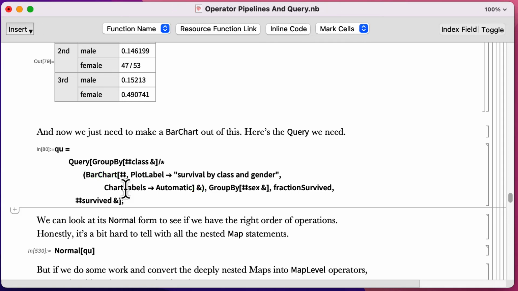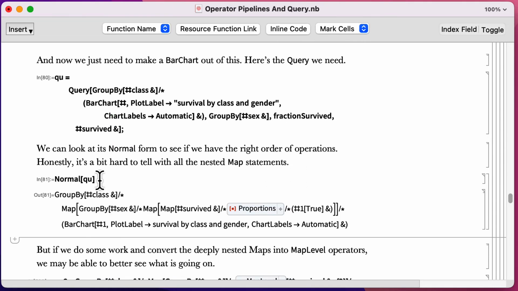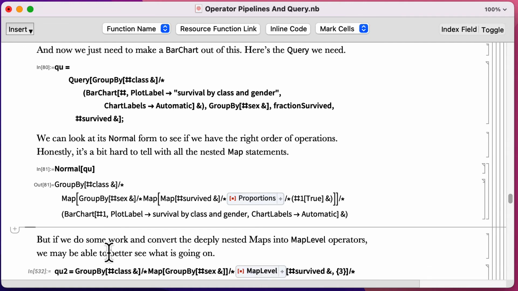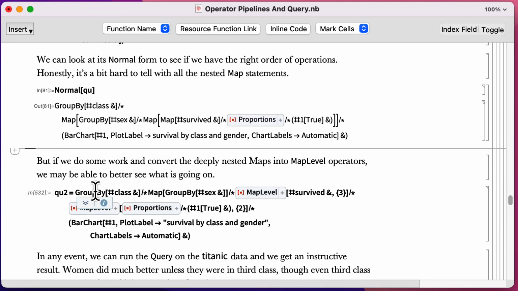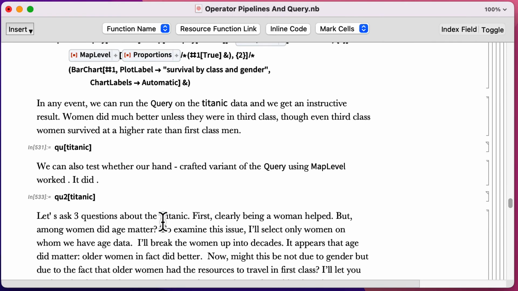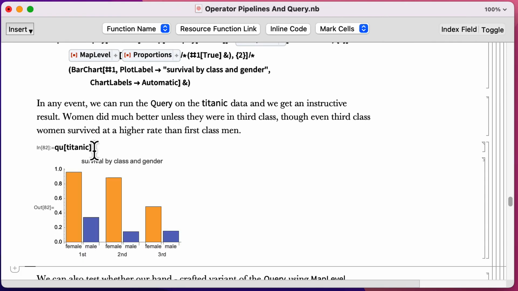So let's look at this query. Again, here it is in normal form. First you group by class, then you group by sex, then you get the survival information out of each subgrouping. Then for each subgrouping, you determine the proportion that's true, and then you take all of it and you stick it into a bar chart. Or, if I wanted to write it a little better, I think, I would use map level rather than these nested maps. Here's what we'd get. But in any event, let's run our query on the Titanic data, and look at this. We get an interesting bar chart.